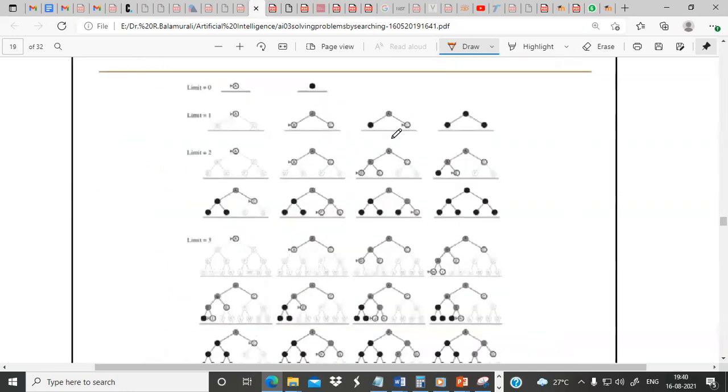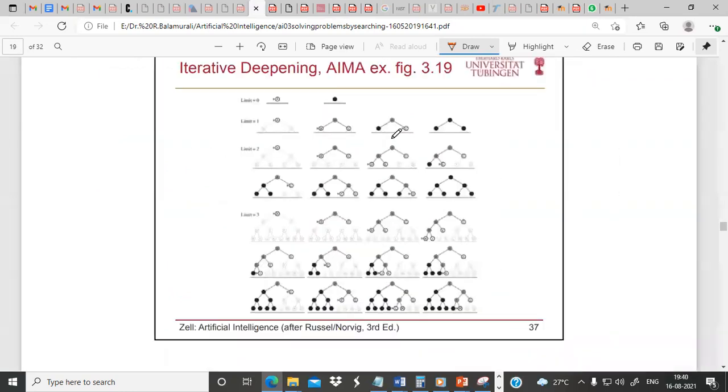This diagram shows it clearly. Initially we set the limit as 0, so only the root is explored. Then we set the limit as 1, then all the nodes in level 1 are explored and checked. Then we set the limit as 2, then all the nodes in level 2 are explored. Then we set the limit as 3, then all the nodes in level 3 are explored. So on and so forth.